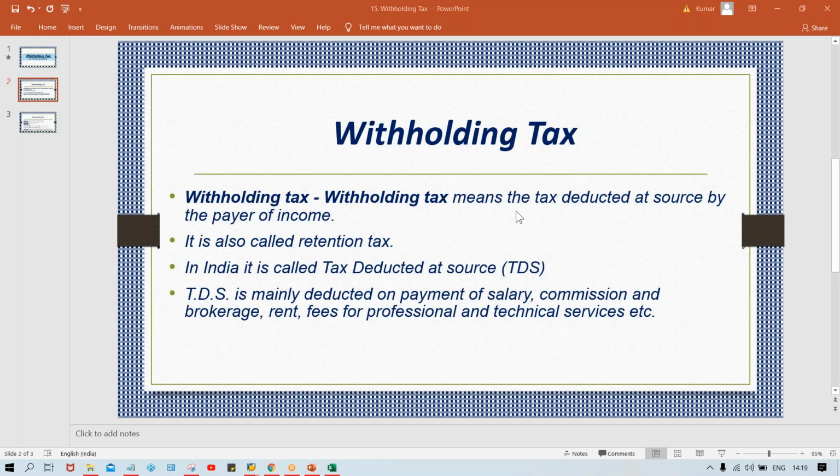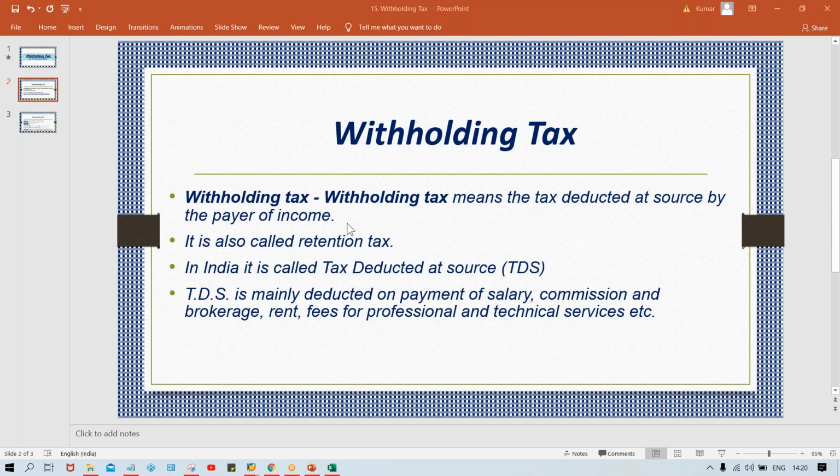Withholding tax means the tax deducted at source by the payer of income. Let's suppose, just take an example of income tax, guys. Throughout the world, income tax is the best example of this withholding tax. It means you are giving your services to a particular organization. You're working, you are the employee of a particular organization. What does it mean, guys? There is a contract between you and the organization that you are going to give your services, and in turn, the organization is going to make your payment. They're going to pay you in terms of salary.